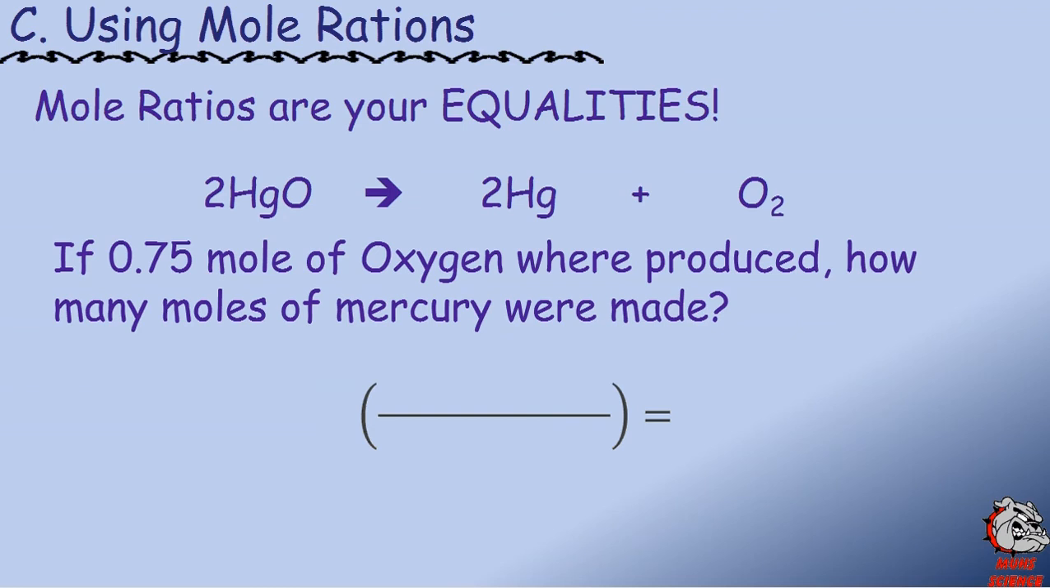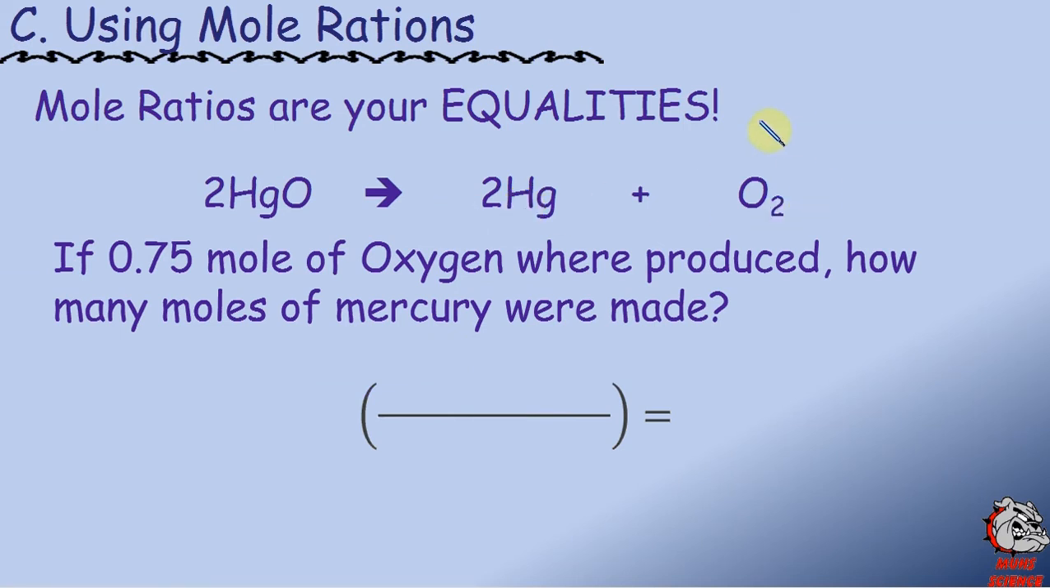So here's one where I have a balanced chemical equation, just a standard decomposition reaction, heating up some mercury oxide, and so I have 2 moles of mercury oxide will break down into 2 moles of mercury and 1 molecule of oxygen gas. And the question is, if 3/4 of a mole of oxygen were produced, how many moles of mercury were made?